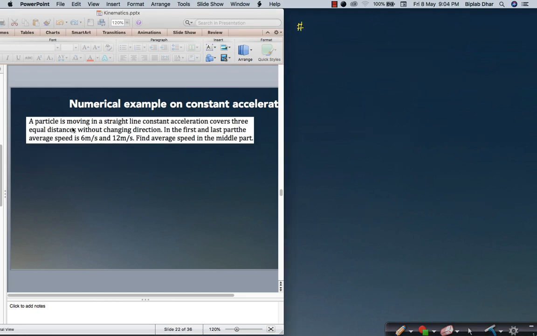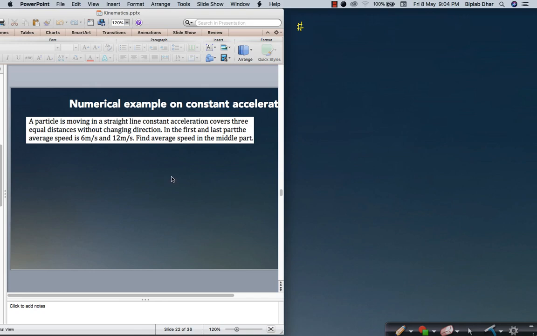It says a particle is moving in a straight line with constant acceleration, covers 3 equal distances without changing direction. In the first and last parts, the average speeds are 6 and 12 meter per second. Find the average speed in the middle part. Okay, let us first try to solve this question with its VT graph.